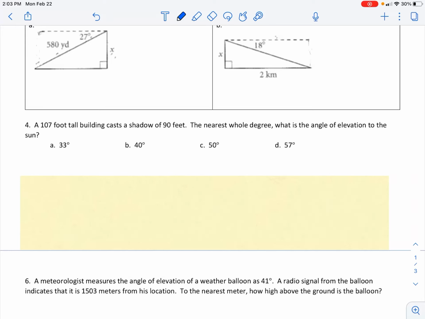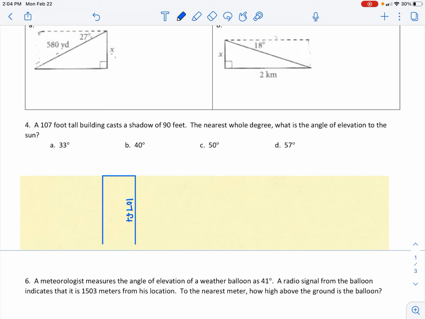All right, so we are going to look at the homework assignment. So this is lesson 7, day 1 worksheet. We are going to be looking at number 4, and it says that a 107-foot tall building cast a shadow. So let's go ahead and draw our building. That doesn't look like a good building. Okay, so we have our building, and it says that it is 107 feet tall.